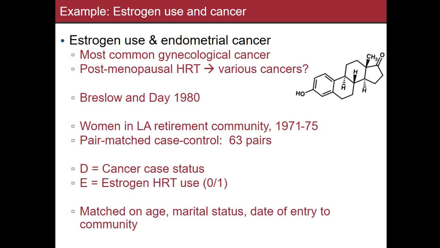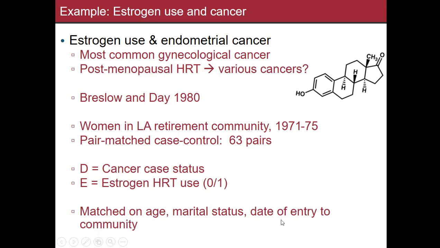It involves estrogen use in a retirement community, so among women of retirement age. This is supplementary hormone use for postmenopausal women. There was a raft of studies during the 70s and the 80s that proved the association between hormone replacement therapy and a number of different gynecological cancers. This one involves endometrial cancer. In this study, there are 63 matched sets, and we've got case control status, whether a woman is a cancer case or not, and whether the women involved used hormone replacement therapy or not.